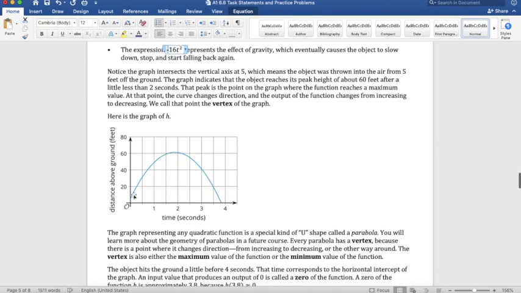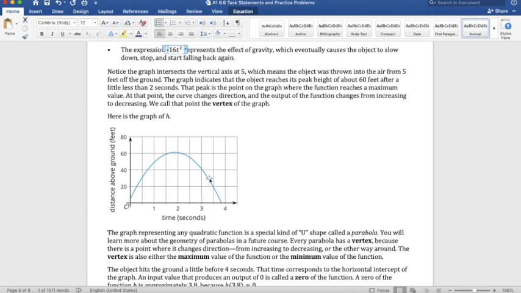And then we talked about the vertical intercept. It was the y-intercept at 5 is where we started out. And again, this vertex right up here, that top point is the vertex, the highest point that it reaches. And then this graph is the shape of a parabola. That's a very standard quadratic graph with an exponent of 2. That's the very common shape, the parabola. It's that special U shape.